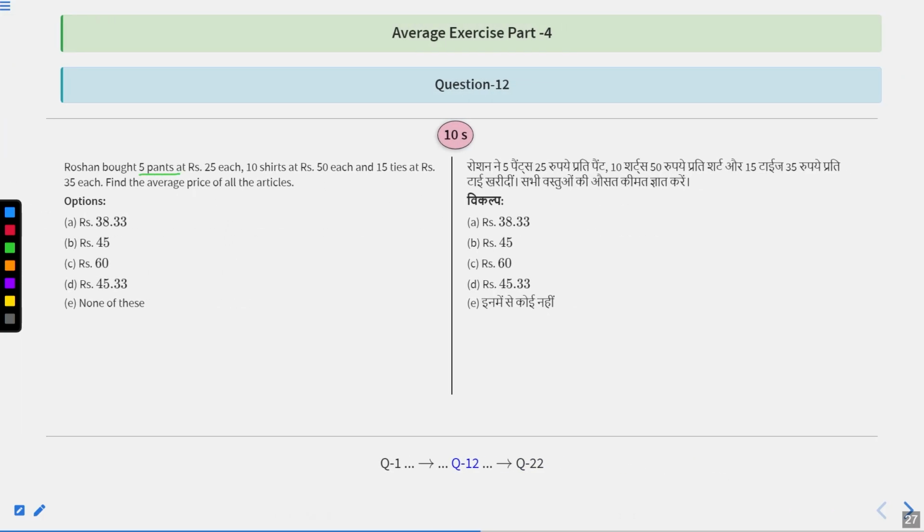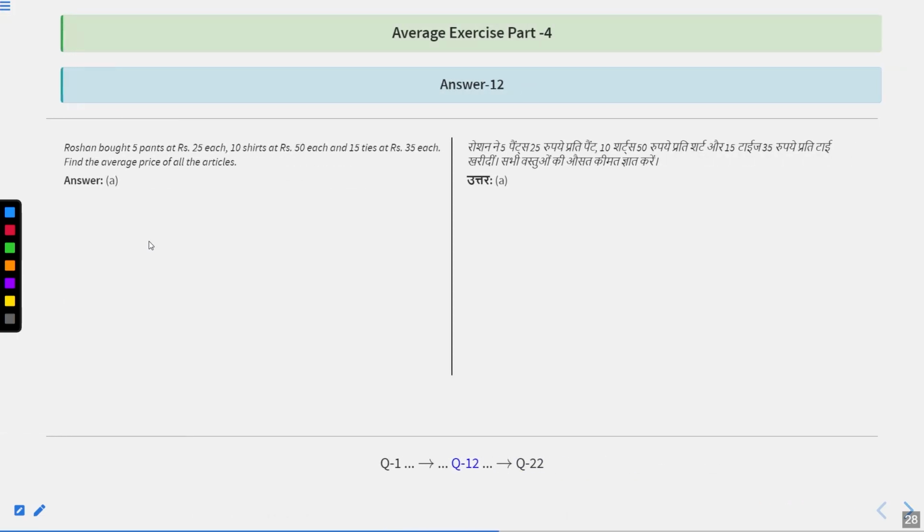Roshan bought 5 pants at rupees 25 each, 10 shirts at 50 rupees each, and 15 ties at rupees 35 each. Find the average price of all the articles. You have 5 options and 10 seconds to analyze the question. Your time starts now. Now time's up. Let's see the solution.